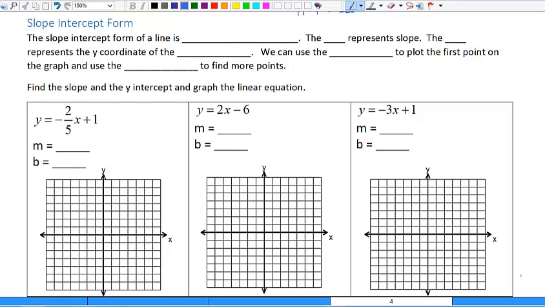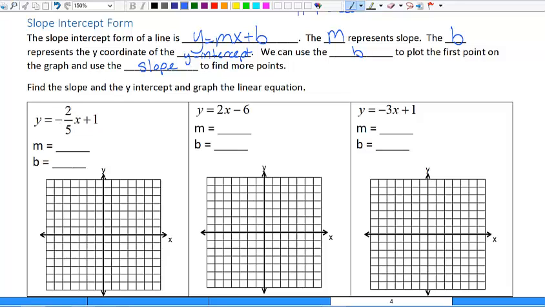Next, we're going to talk about slope-intercept form. The slope-intercept form of a line is y equals mx plus b, where the m represents slope, the same slope that we've just been talking about, and the b represents the y coordinate of the y-intercept. We can use the b to plot the first point on the graph, and then we can use the slope to find more points.